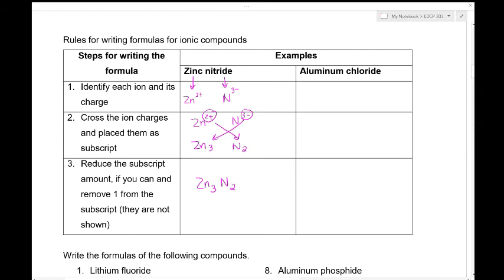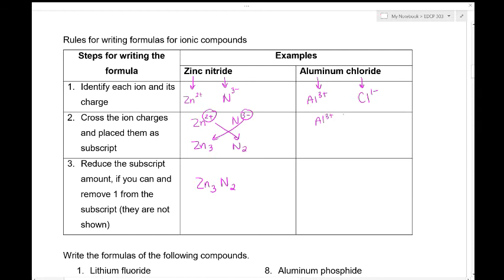Now let's take a look at the next example. Here we have aluminum chloride. Aluminum is Al3+, and chloride is Cl1-. Similar to what we did earlier, we're going to crisscross them.